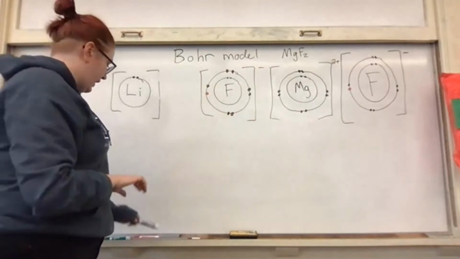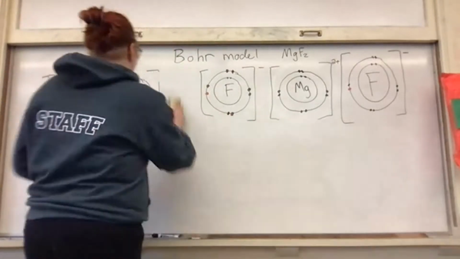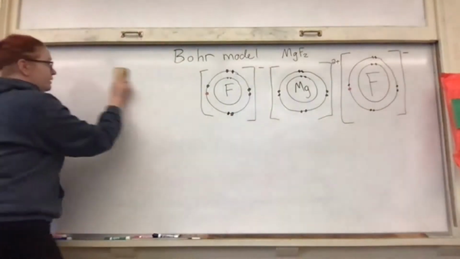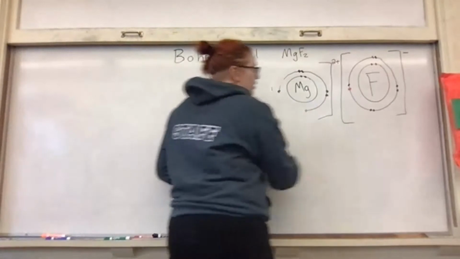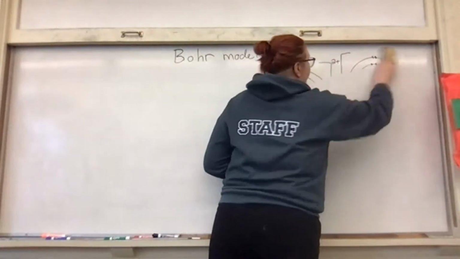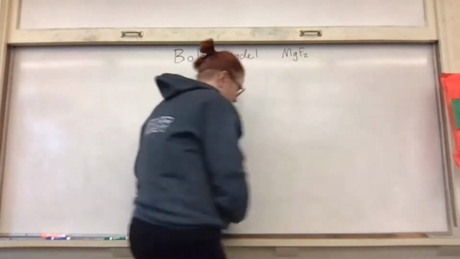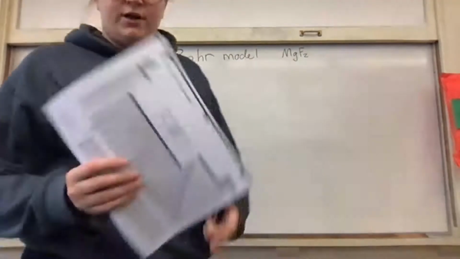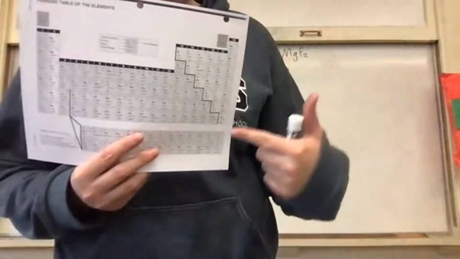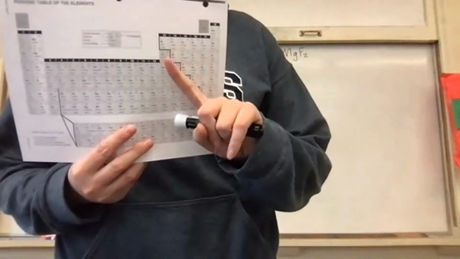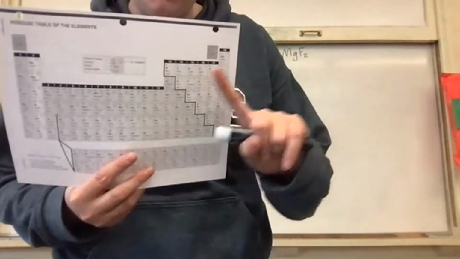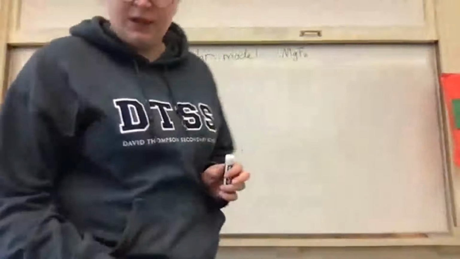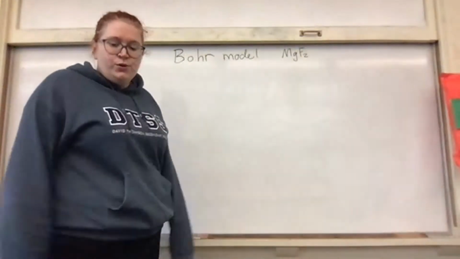Now let's look at covalent compounds. So remember, covalent compounds are compounds made of 2 or more nonmetals. So the ones that are over here on your periodic table only. If you know you're doing covalent compounds, you only have to look here. Save yourself the time.